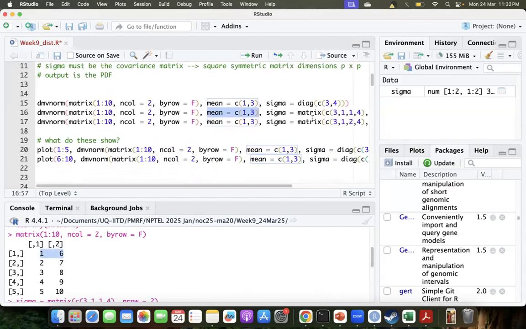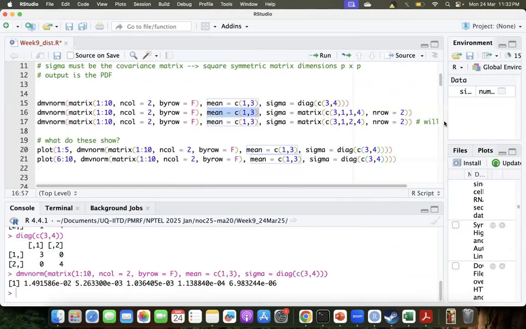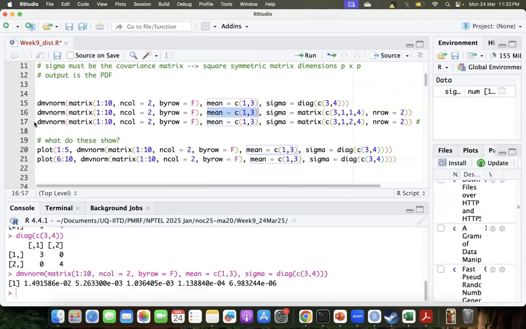Another thing is, can you tell me line number 17? Is everything correct in line number 17 or is something wrong in that? So this command here, is everything okay? Do you think this is going to run without any error?